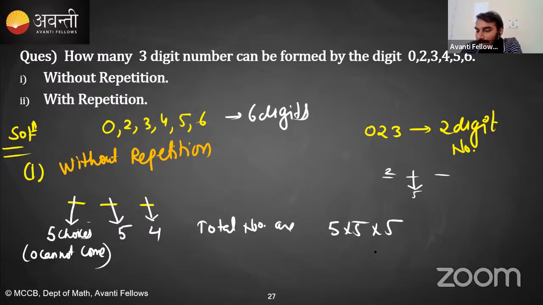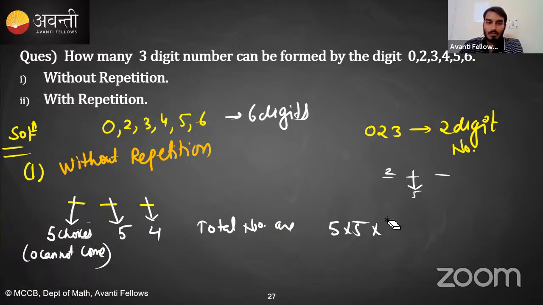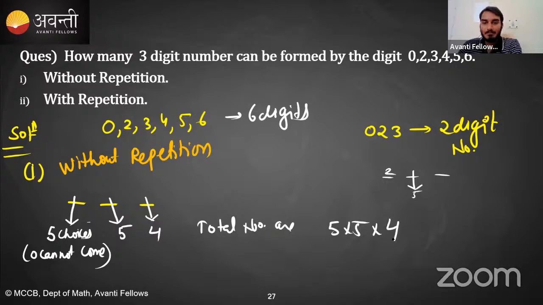Yeah, Harish, your answer is not correct for the first part. The question is saying without repetition, meaning repetition should not be allowed. Okay, 5 into 5 into 4. Is this clear? Everyone tell me, is this clear? It means there are 100 ways.